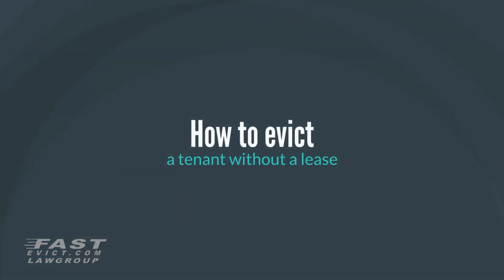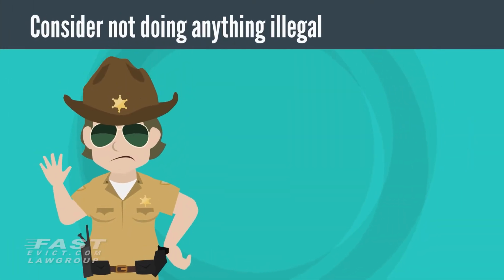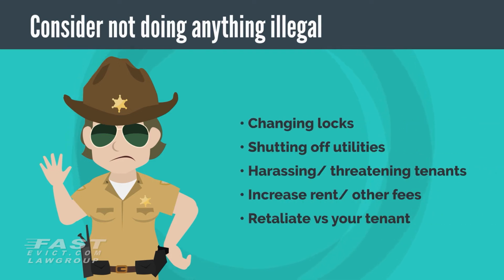How to evict a tenant without a lease. The first thing you should consider is not doing anything illegal during the eviction process. This will only either delay the eviction or get you in trouble. Some things you should avoid are changing the locks and locking out your tenant, shutting off utilities to the rental property, harassing or threatening your tenant, making illegal rent increases or applying other types of fees. You shouldn't retaliate against your tenant.